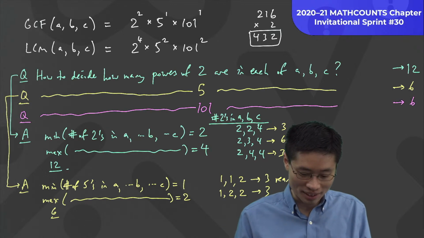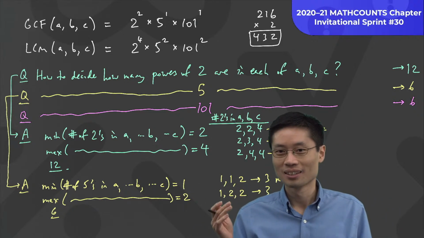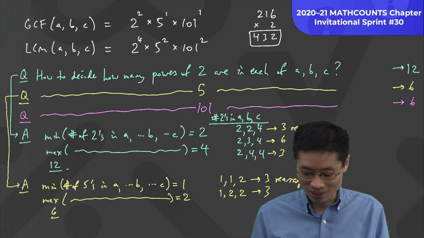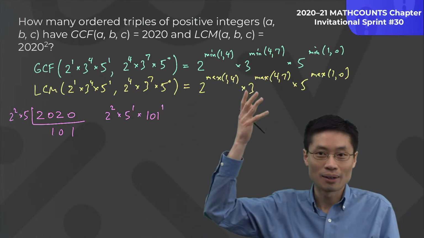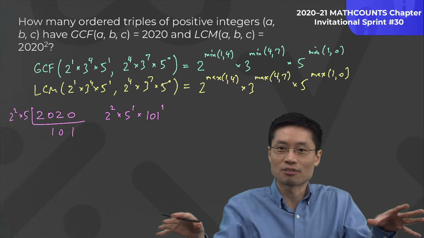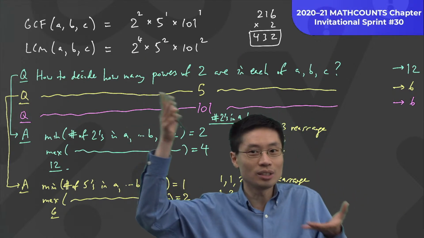The hardest question on this MathCounts chapter invitational sprint round. Pretty hard. What really happened here was this was some kind of number theory problem. Whenever you're doing GCF, LCM, that's about minimums and maximums of powers. And it becomes a distributing stuff game, because it's combinatorics in the end. And then it became, I have 3 different questions.